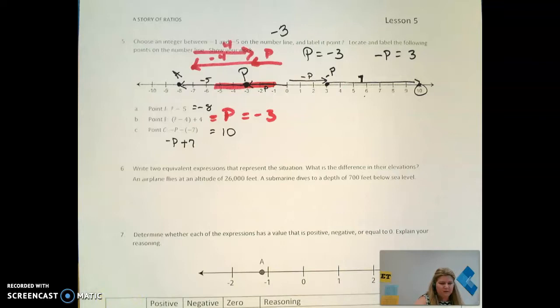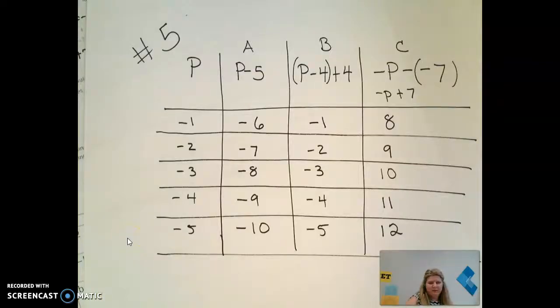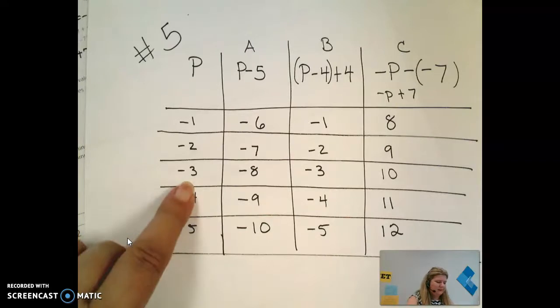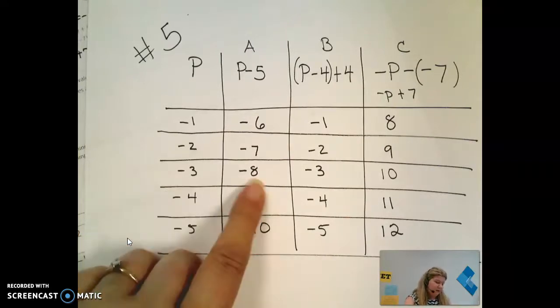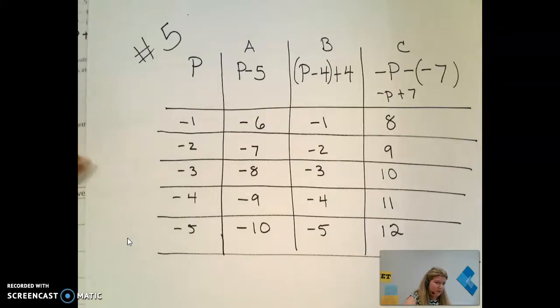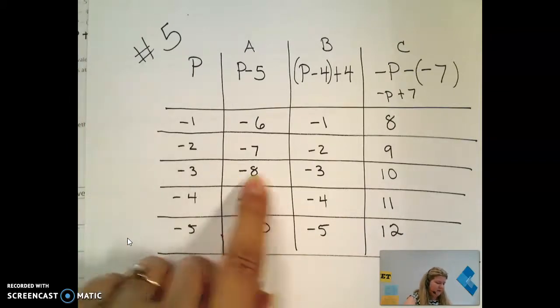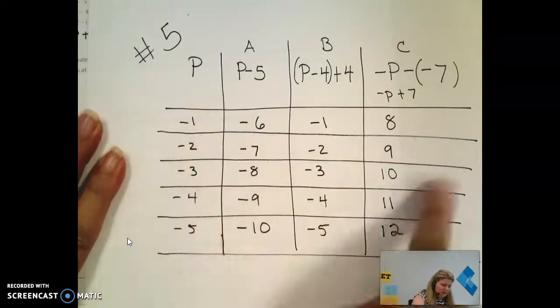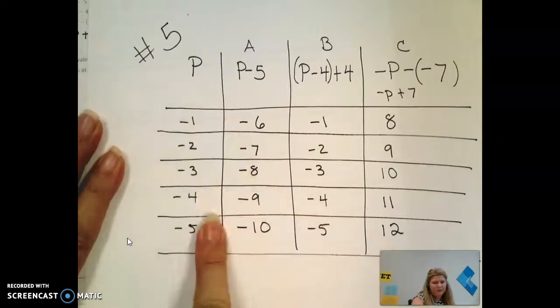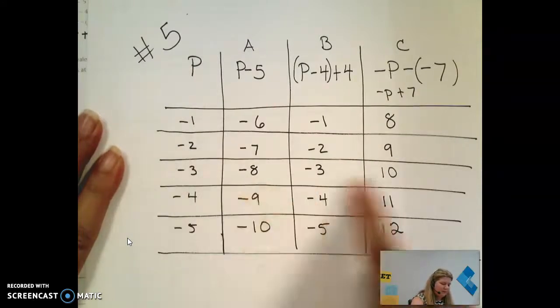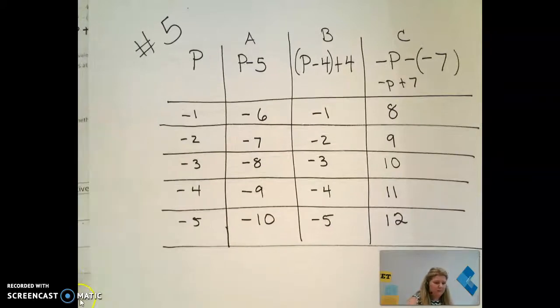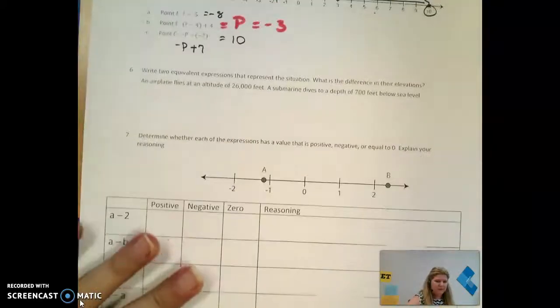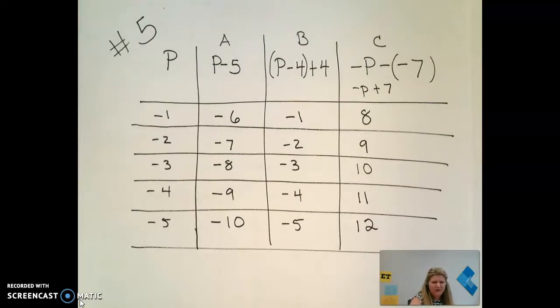So here's the table for possible answers for number 5. So I selected negative 3 for P. So the first point A there on the paper was negative 8. Then the next one was negative 3, then 10. So that's how you read this. Whatever you picked, and it told you to pick between negative 1 and negative 5, see if those are the answers that you got. Now, moving on to number 6. Pause it if you need to check yourself, and then replay it.